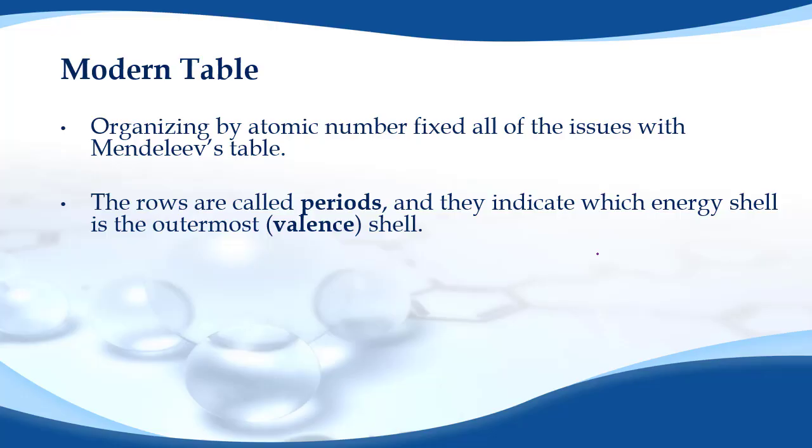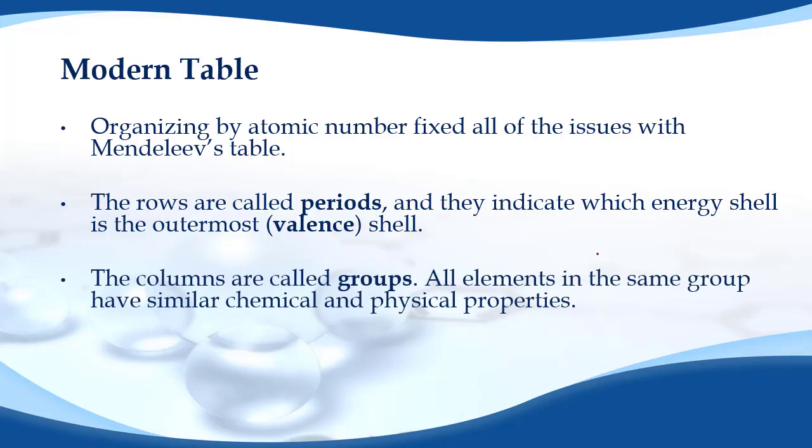There are also columns that are called groups. They're sometimes referred to as families. Those are numbered 1 through 18 on the modern table. If you look up old tables, you'll have like 1 through 8A and then 1 through 8B. We've ditched that decades ago, but you may see it occasionally. We work 1 to 18.